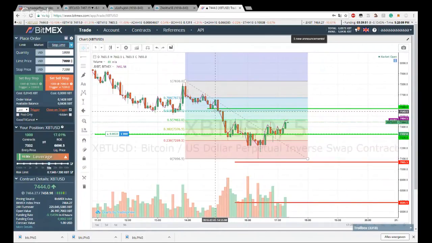Of course, this can also be used in reverse. Let's see. Fibonacci level of 75.47. I'm just going to use 75.40.